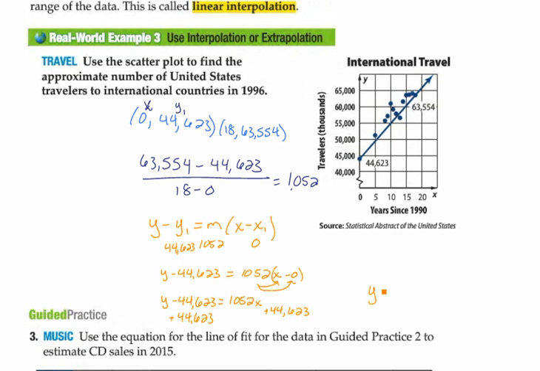So, final equation, 1,052 travelers per year, and I started with 44,623. Okay, I'm not even done yet because it says that we're supposed to use the scatter plot to find the travelers to international countries in 1996. So we understand that that's 6 years after 1990. So I know that x equals 6. I'm going to plug that in, and then I will be done.